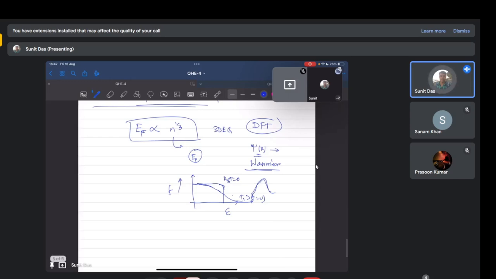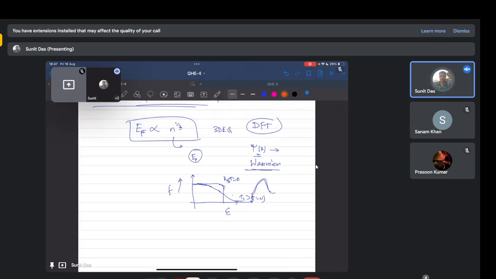Whenever we apply some external perturbation, let's say even an electric field, let's talk about the zero temperature case, which is the easiest to understand here. I have electrons up to this energy completely filled.